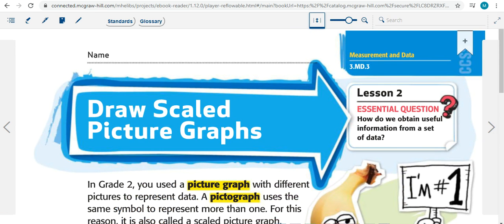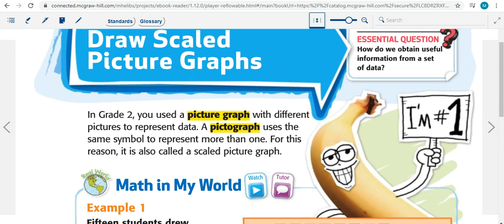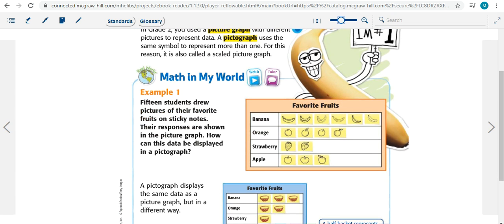Okay? Now, in grade 2, you use a picture graph with different pictures to represent data. A pictograph uses the same symbol to represent more than one. For this reason, it is also called a scaled picture graph. Okay, now let's start with example number 1.